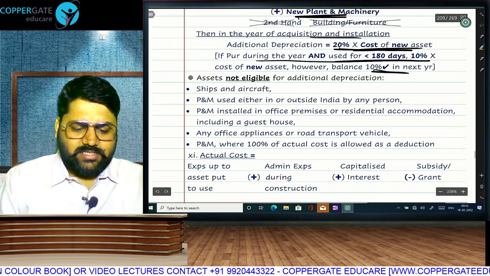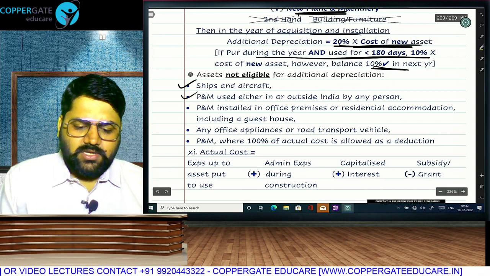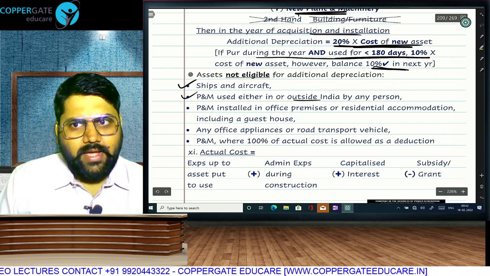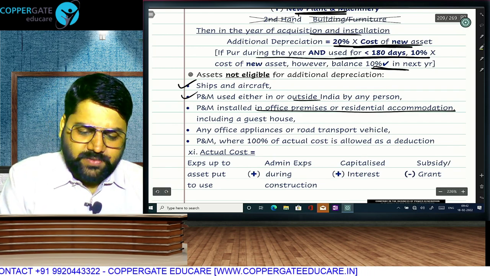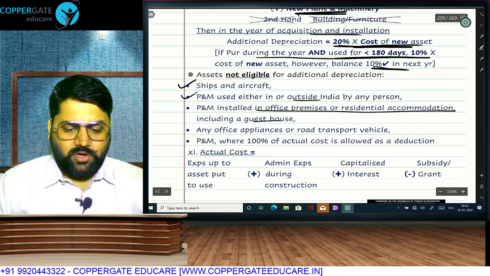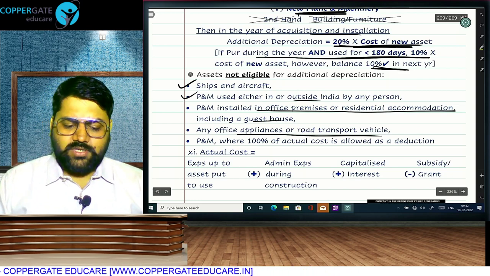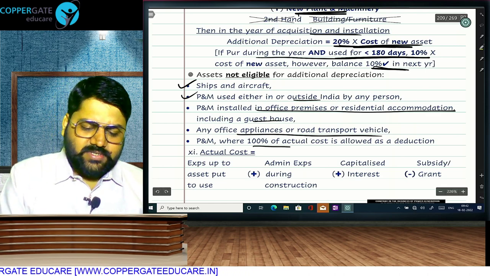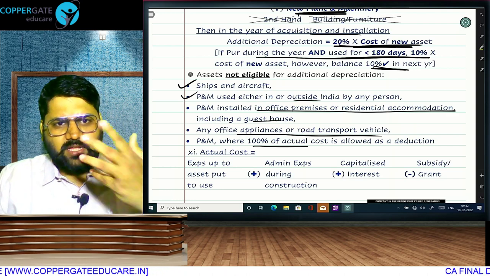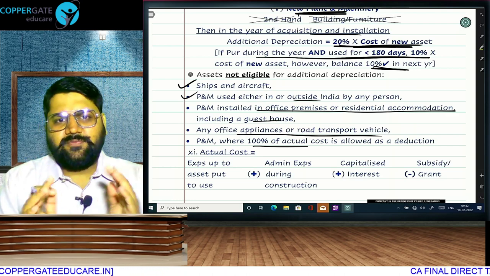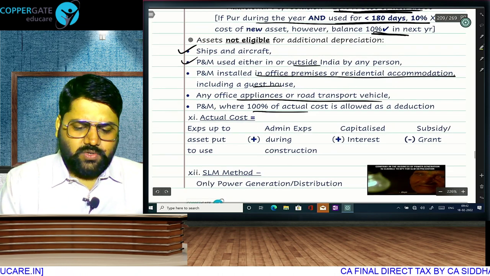Which assets are not eligible for additional depreciation? Ships and aircraft, any asset which was used outside India, any asset which is installed in office premises or residential accommodation because they are not used for manufacturing purposes, any office appliances or vehicle or motor car or anything like that, any plant and machinery of which 100% cost you have already taken as deduction, maybe because of section 35 or 35AD, then those assets of course will not be eligible because the full cost you have already taken.